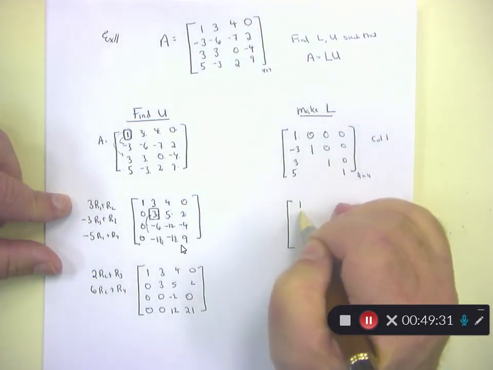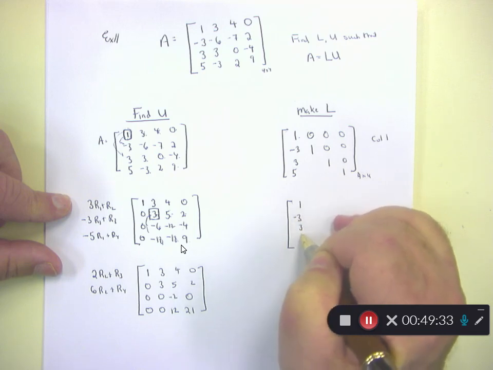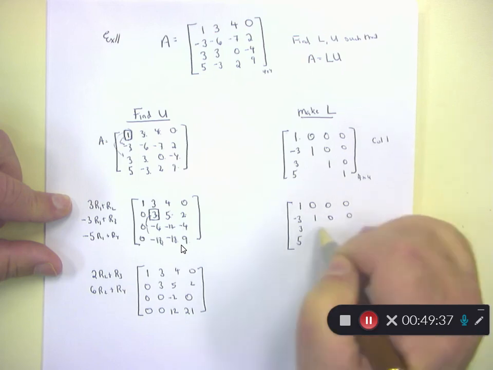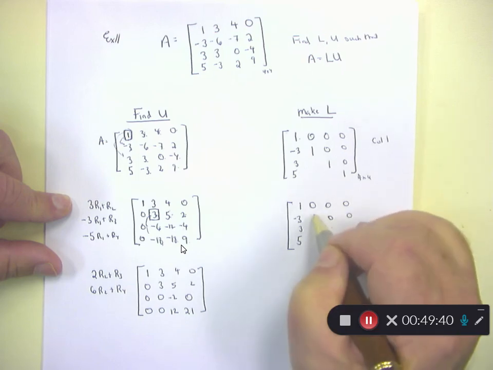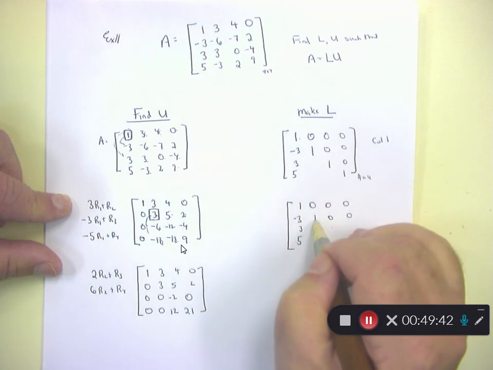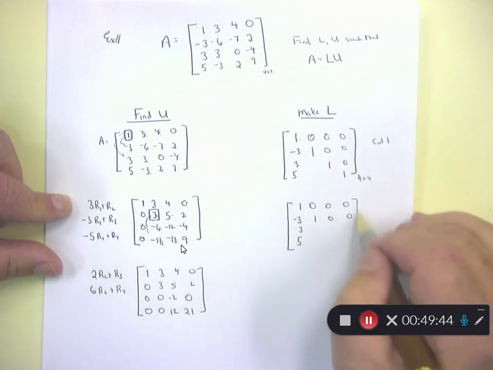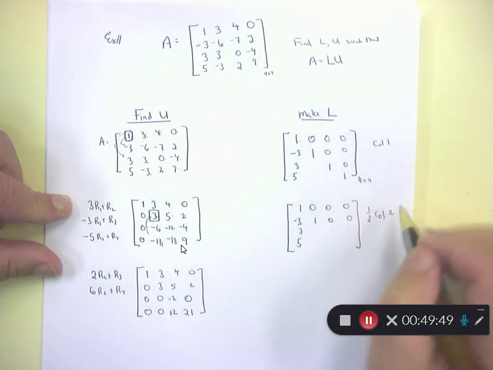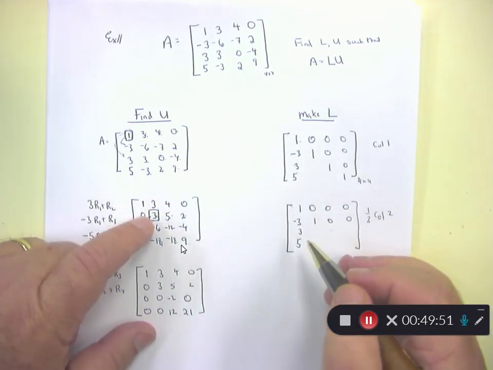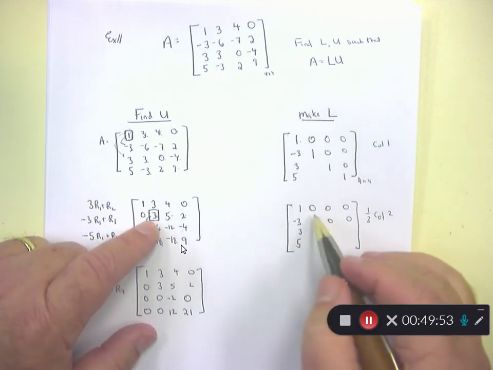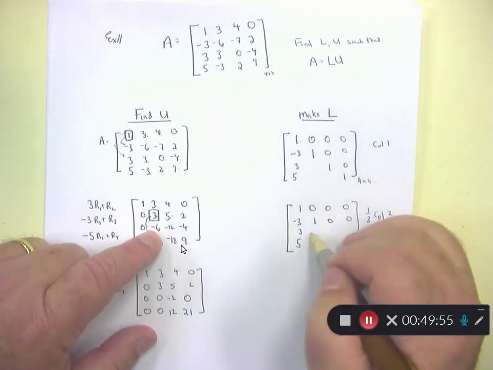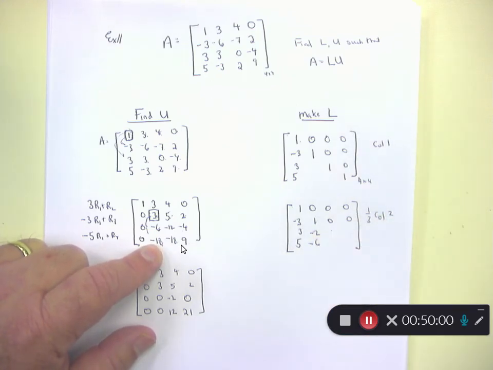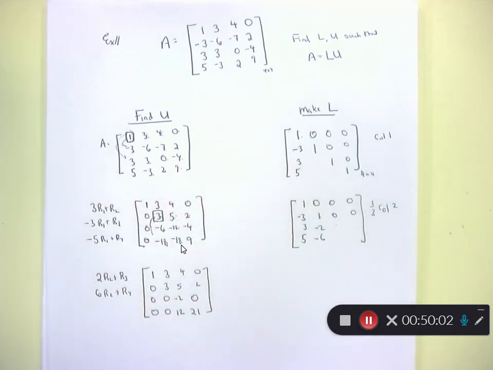This column was the same. 1, -3, 3, 5, 0, 0, 0, 1, 0, 0. Now, this guy, see that 3? We're going to make him into a 1. How do I do that? I'm going to have to multiply 1/3 times column 2, and only the stuff below it. So a third of 3 is 1. A third of -6 is -2. A third of -18 is -6. Does that make sense? Okay?